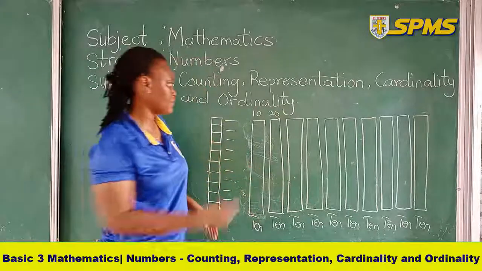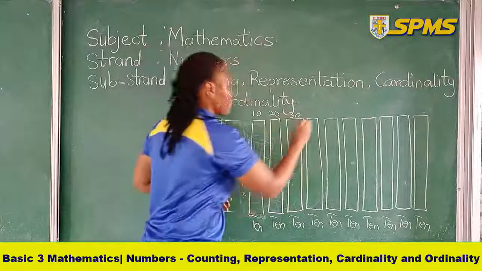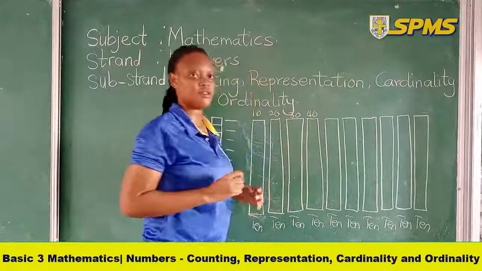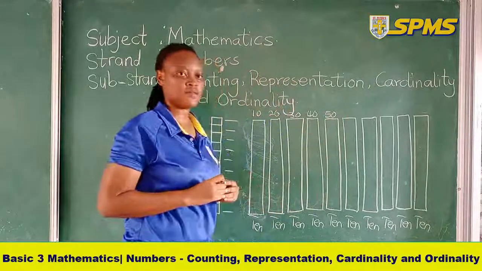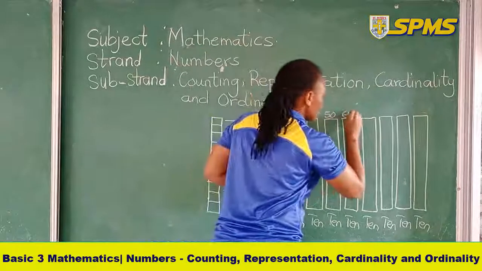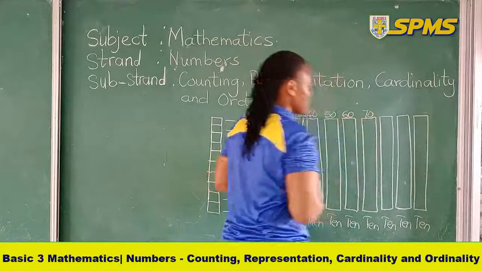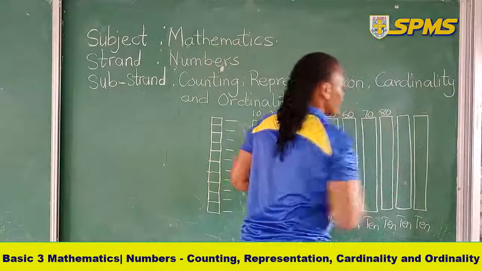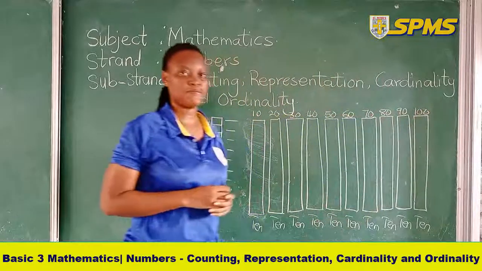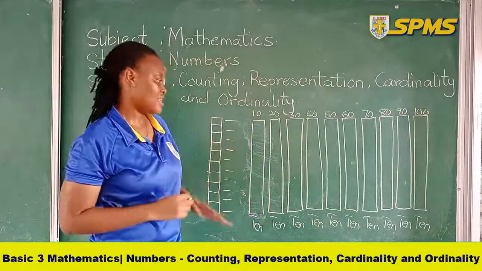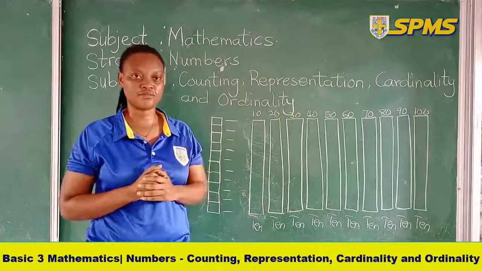plus another 10, 30, another 10, 40, the next one, 50, very good. The next one, 60. And then we have 70 for the next, 80, 90, and then 100. So we realize that 10 of the 10s will give us what? 100.